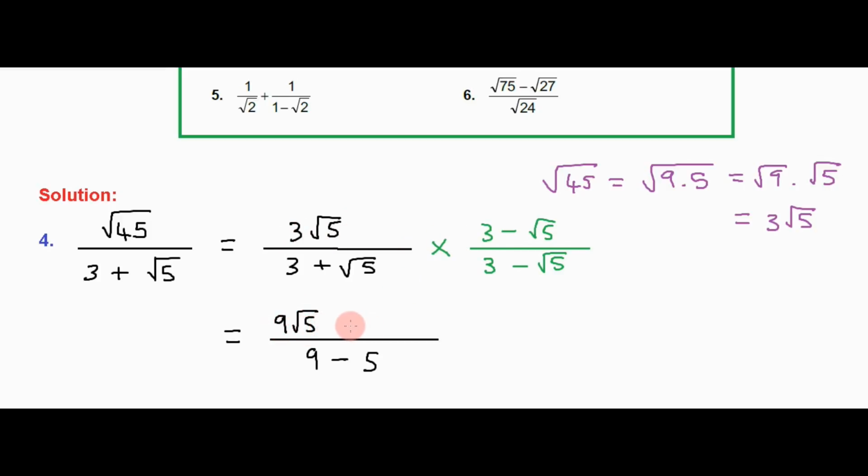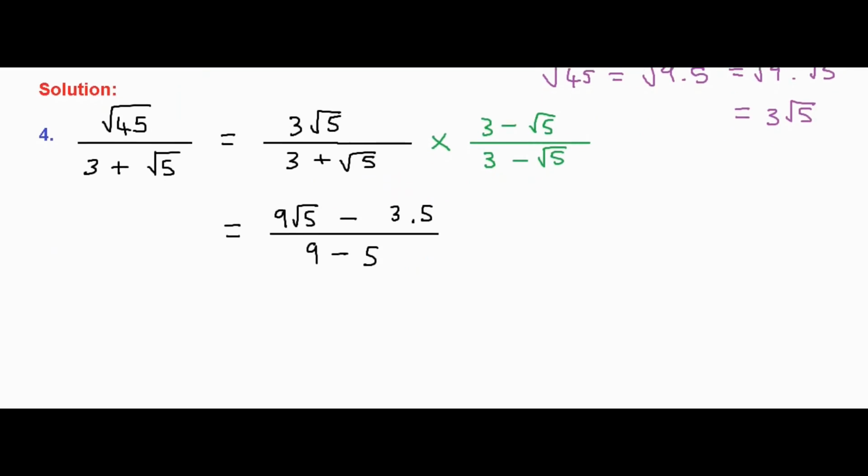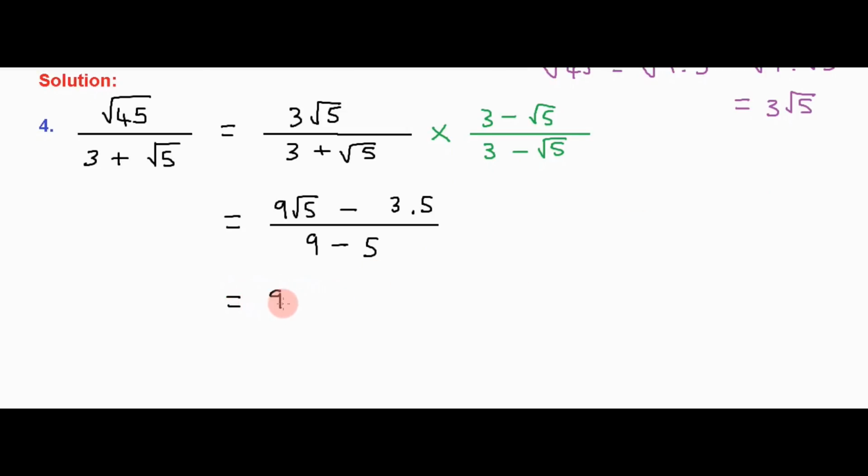minus root 5 times root 5 is 5, and we also have the 3 here. So 3 root 5 times root 5 is 3 times 5. And this is 9 root 5 minus 15 all over 4. And now we have managed to write the denominator as a rational number. And we can't simplify any further here, so this is our answer.